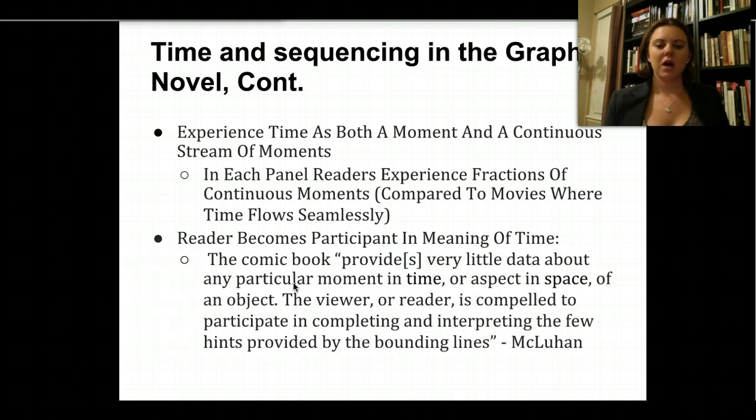What I mean by this is best said by McLuhan, and what he says is the comic book provides very little data about any particular moment in time or aspect in space of an object. The viewer or reader, he's defining them as both, is compelled to participate in completing and interpreting the few hints provided by the bounding lines. So in essence, in each panel we're given those moments, and then it is up to us as a reader to participate, to connect all of those together and interpret their meaning.